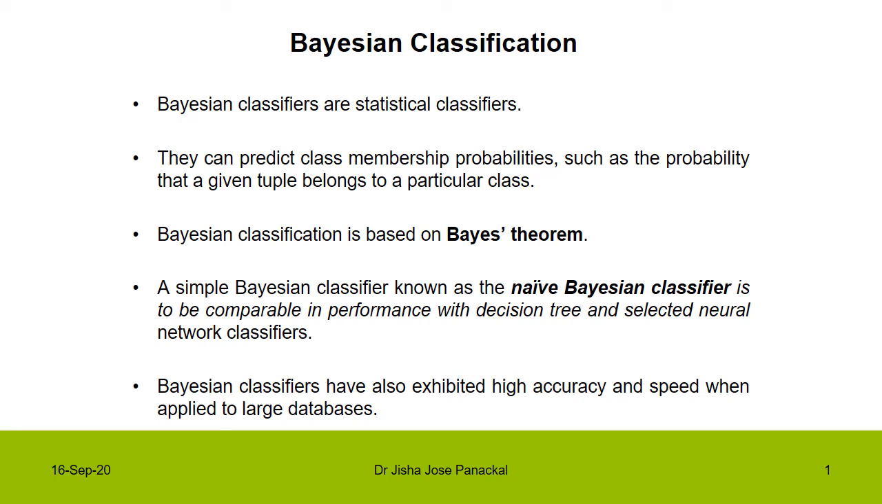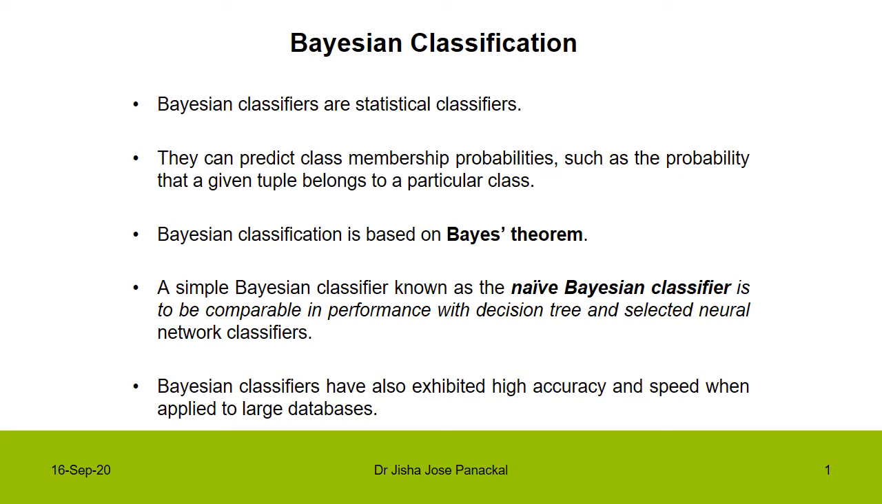The next classification method we are going to discuss is Bayesian classification. It has a statistical background. Bayesian classifiers can predict class membership probabilities, such as the probability that a given tuple belongs to a particular class. It is based on a mathematical theorem known as Bayes' theorem.